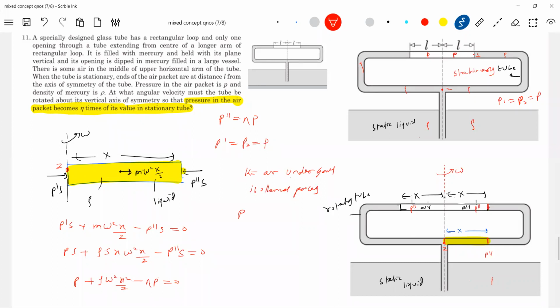So based on that, P into S into 2L should be equal to P double dash S into 2x. So from this, what can we write? P double dash is eta P. P S 2L equals eta P S into 2x. So therefore x is equal to L by eta. Substitute that here and solve, you'll get the expression for angular velocity.